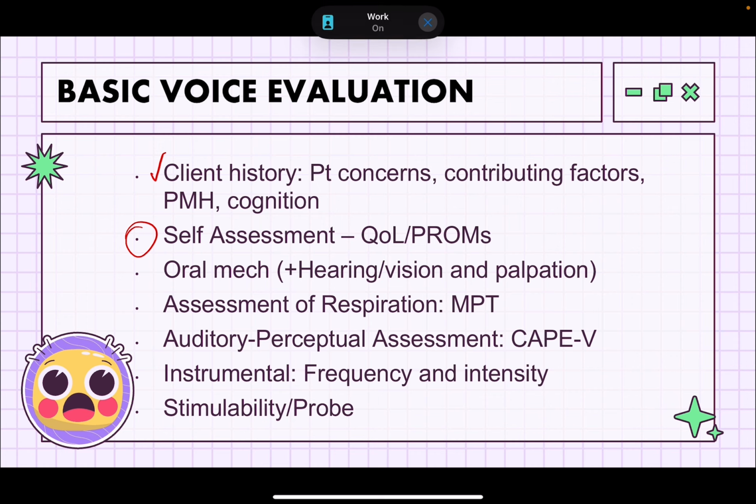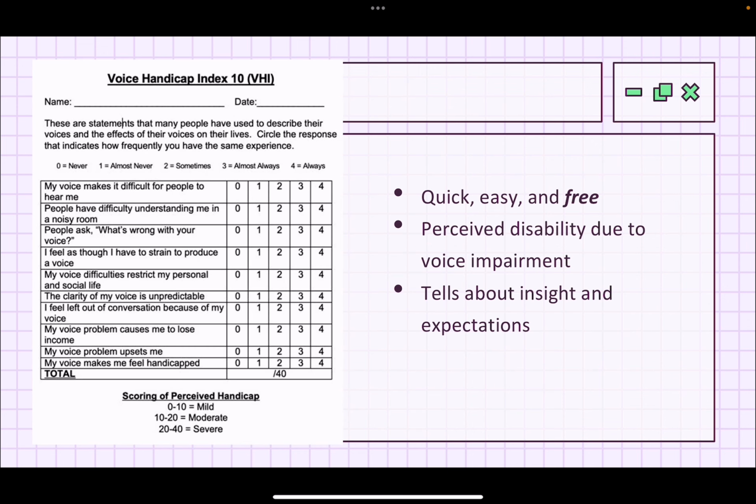As always, we've got our oral mech and our hearing that we always want to make sure that we're doing. And then we're looking at respiration, auditory perception, and then we need to look at frequency and intensity, and then stimulability for various things. So making sure that we know how long you can respirate, what the intensity and frequency are, and what I can probe you for.